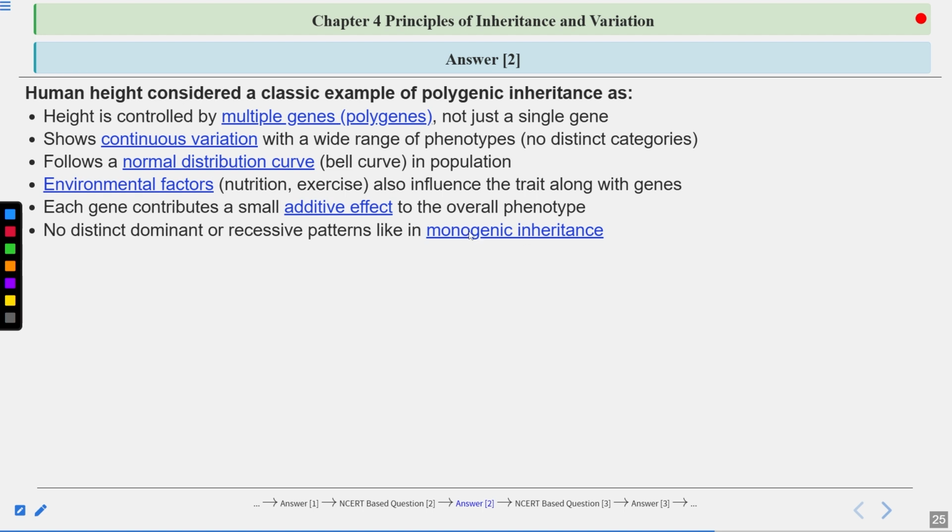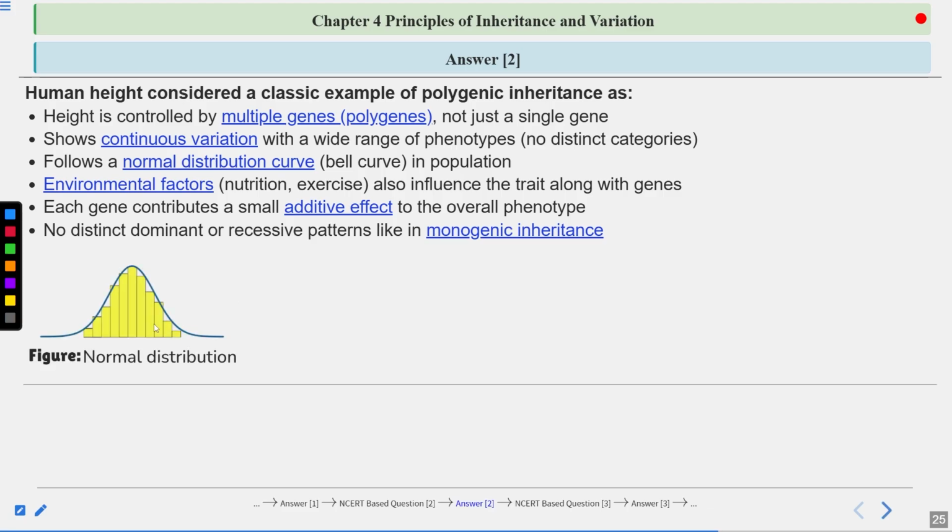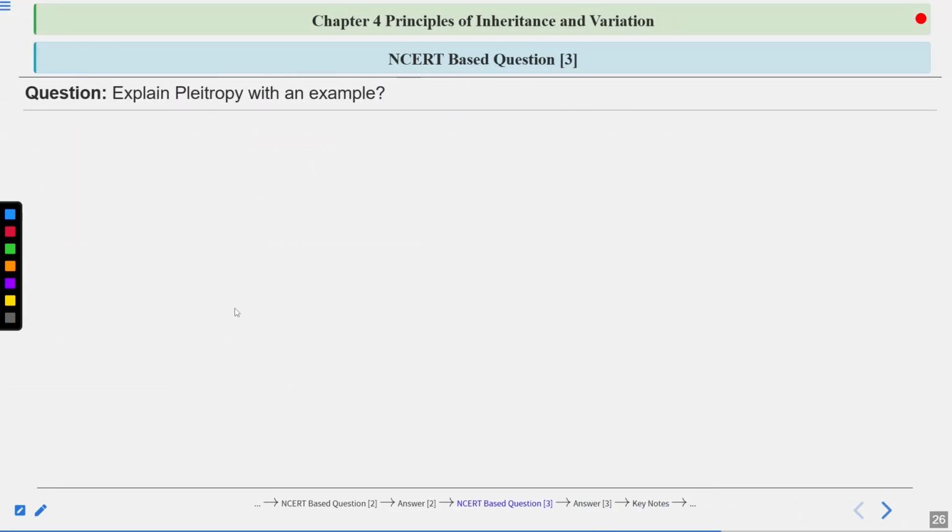So, in monogenic inheritance, when one gene controls a particular character, there you talk about dominance and recessiveness actually. But here, there is an additive effect of the alleles. So, these show a normal polygenic trait, they show a normal distribution curve because there is a range of phenotypes here. Next question, you have to explain pleiotropy with an example.